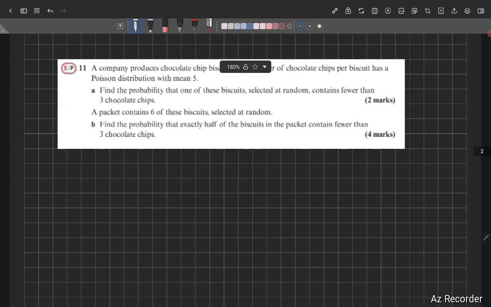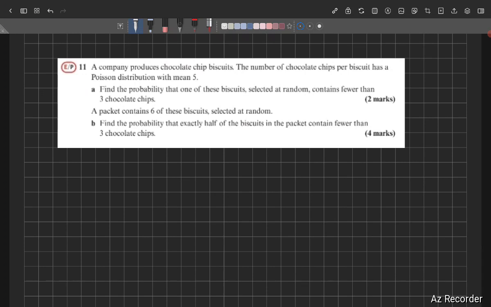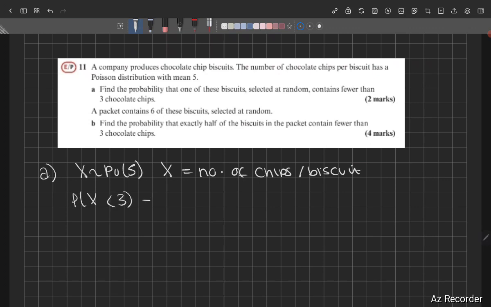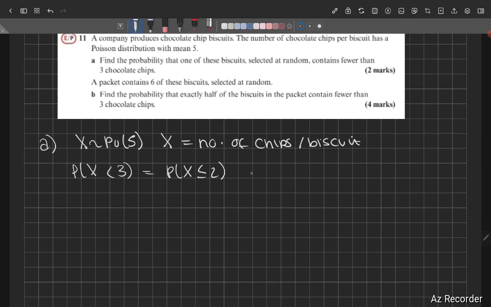Okay, so for the second question, it's a bit more tricky because we end up using 2 distributions. So for part A, a company produces chocolate chip biscuits. The number of chocolate chips per biscuit has a Poisson distribution with mean 5. So as usual, we want to write out our distribution and we want to define it. So X is equal to the number of chips per biscuit. Find the probability that one of these biscuits selected contains fewer than 3 chocolate chips. So that's the probability that X is less than 3, which is equal to the probability that X is less than or equal to 2. If we plug this into our calculator, then we get 0.1247.